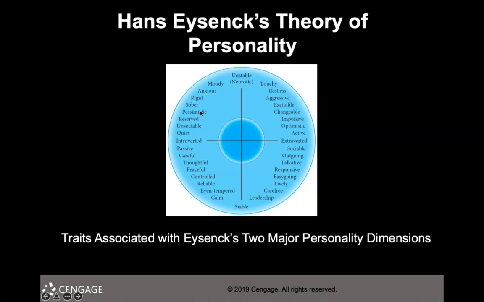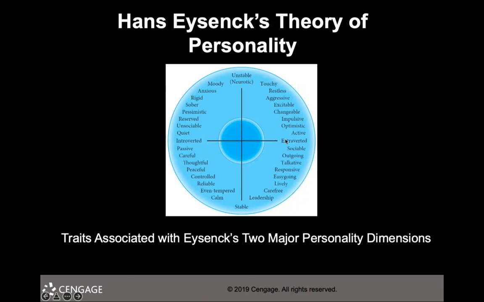They're sober, pessimistic, reserved, unsociable, quiet. Again, unsociable. Why do you think people who are introverted and unstable are unsociable? Because they want to control their environment as much as possible, because they themselves don't have something within their control within themselves. All of these traits might seem like someone who's being difficult, but in other words, they're compensatory traits, things that make them feel externally more stable because internally they feel very unstable.